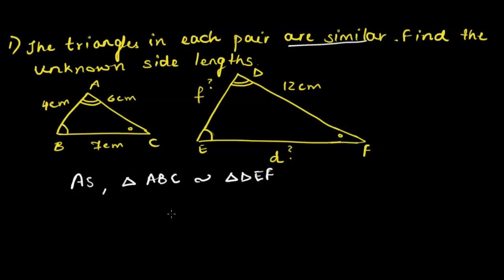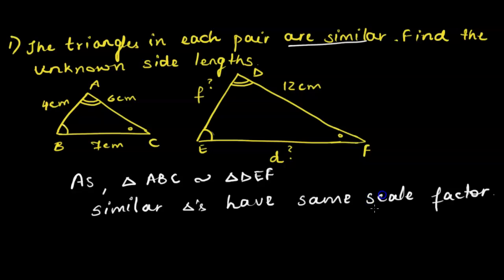Because we are asked to find the unknown side lengths, we know similar triangles have the same scale factor. Scale factor, we have learned in the previous example, is the ratio of the side lengths. So we would be using the same scale factor for finding the unknown side lengths.